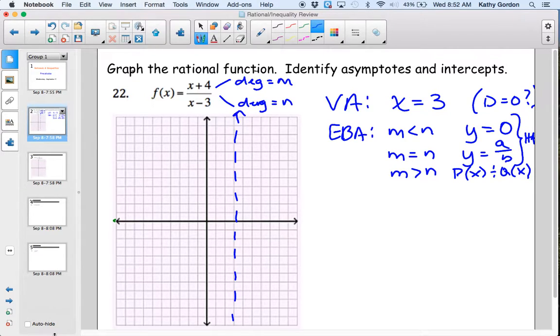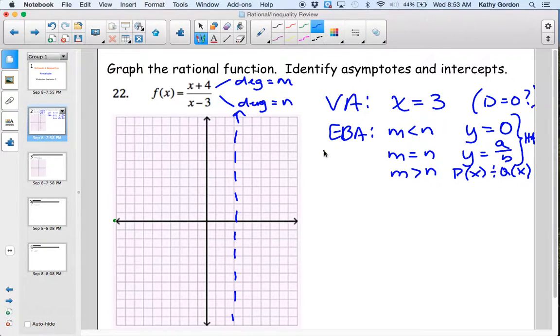Thank you. Please, please, please understand that an asymptote is a line. And lines must be communicated by equations, not by single numbers. So if I ask you for an asymptote and you just write down VA 3, EBA 1, you're going to get points taken off. Because you are not telling me the equation for the line that is your asymptote. That's what I need to know.